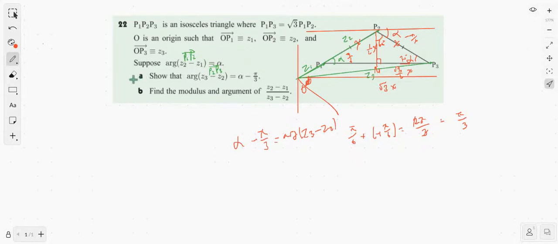That's the solution to part A, and then part B. Find the modulus and argument of (Z2 minus Z1) over (Z3 minus Z2). So we know that Z2 minus Z1 is P1P2, and then Z3 minus Z2 is P2P3. The magnitude of these two vectors is exactly the same since they are sides of an isosceles triangle.